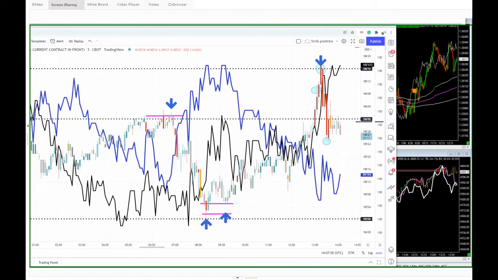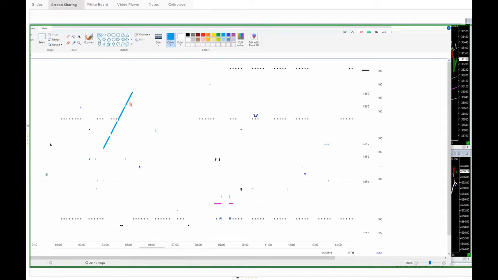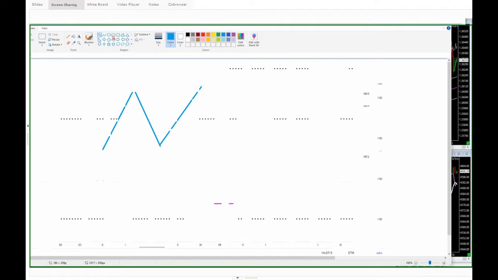It's a negative correlation. So that's the first thing you've got to try and make sure you understand. So for example, if I see the blue line, which is the 2s, 10s, doing that, I want to see something like this. I want to see the bond price doing this.